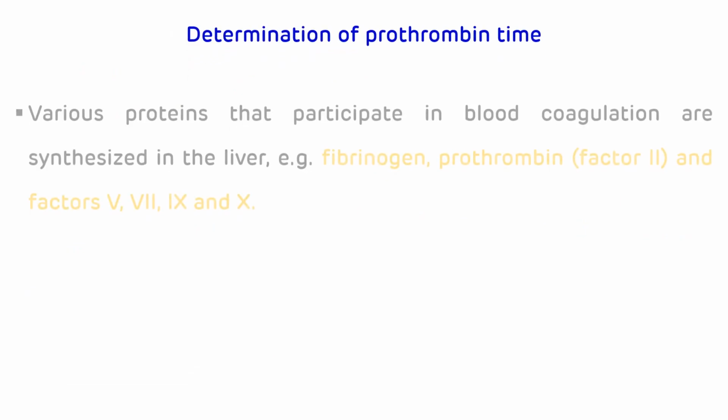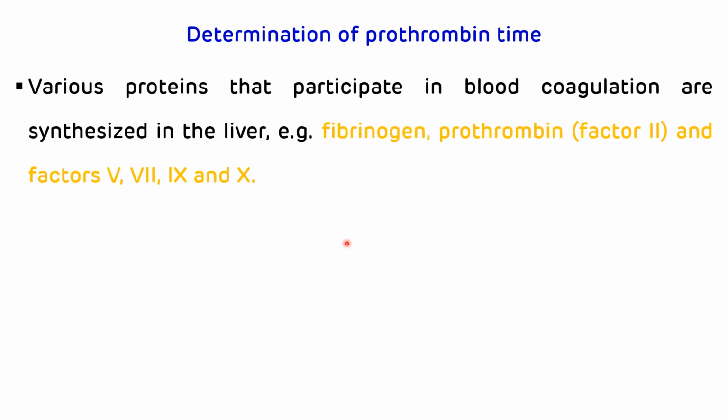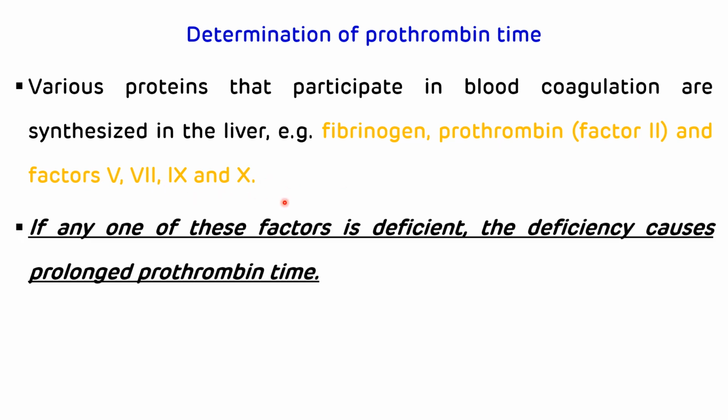Now determination of prothrombin time. Various proteins that participate in blood coagulation are synthesized by the liver. Examples are fibrinogen, prothrombin, that is factor 2, and factors 5, 7, 9 and 10. So if any of these factors is deficient, the deficiency causes a prolonged prothrombin time. So in liver diseases as well as in vitamin K deficiency, there is a prolonged prothrombin time.